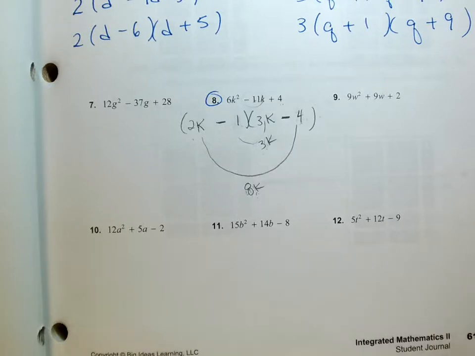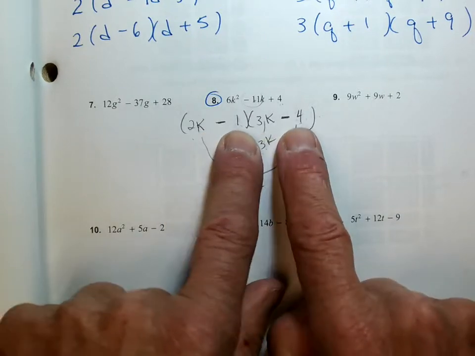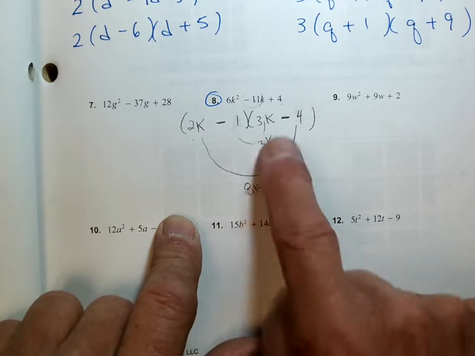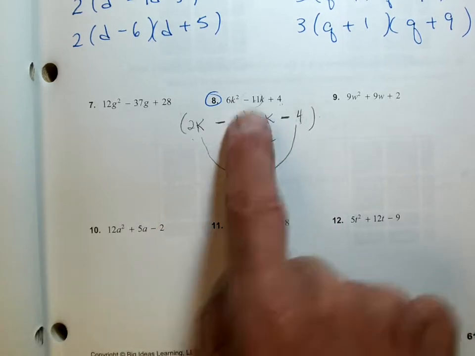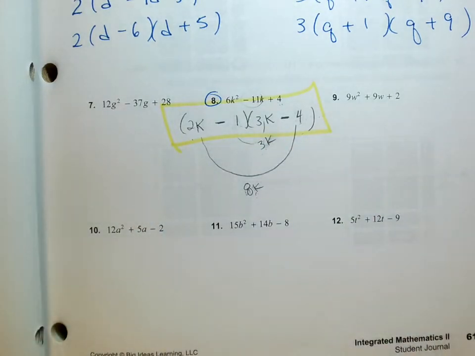We can check it. There's my 6k squared, right? There's my positive 4. And then my double smiley, if they're both negative, gives me my negative 11. That is the correct answer. Now let's look at number 9.